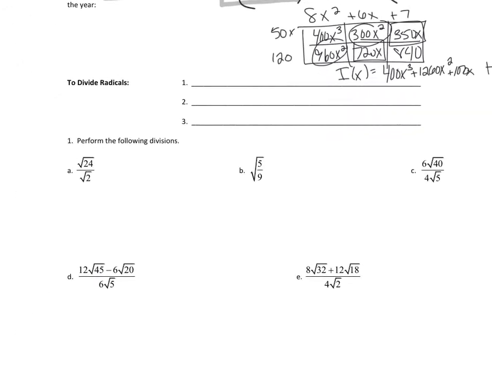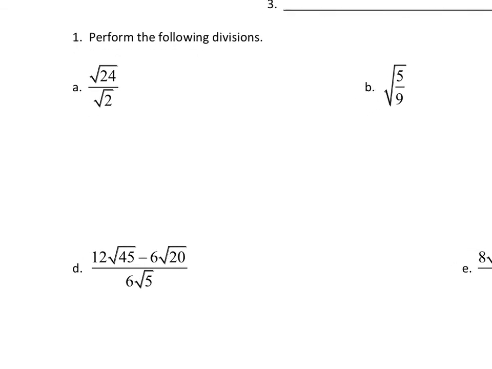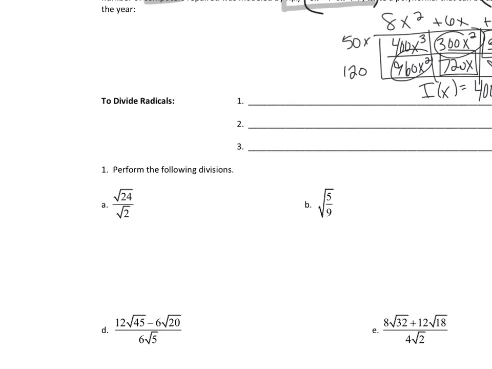So to divide a radical, what you need to do is make sure you check the index. We're going to check the index, make sure that they're the same index. Then you're going to divide the radicands, which is the inside of the radicals, and then simplify.